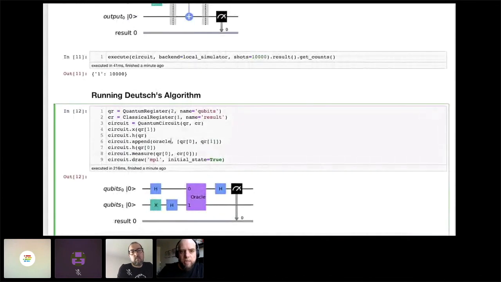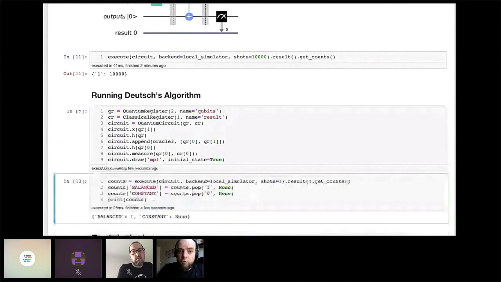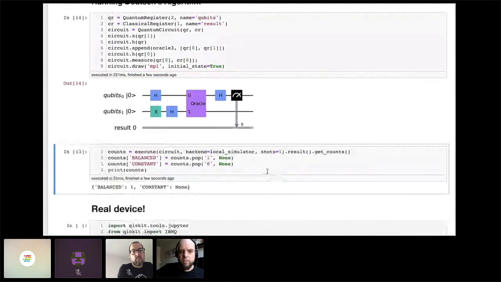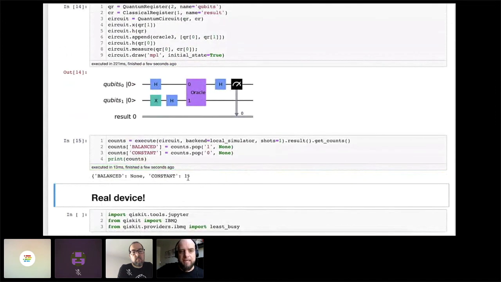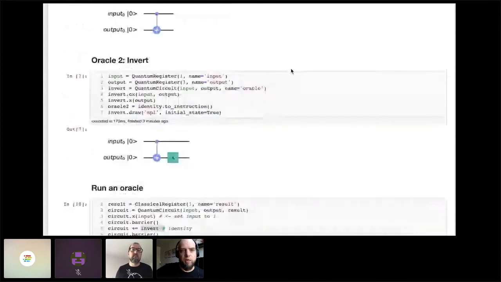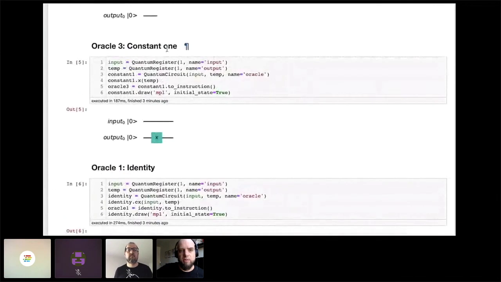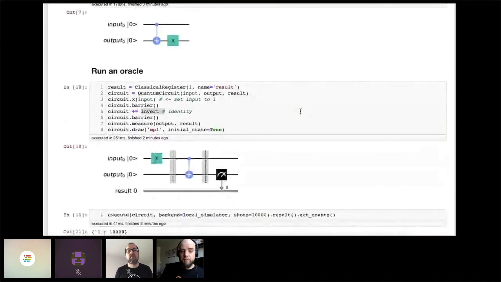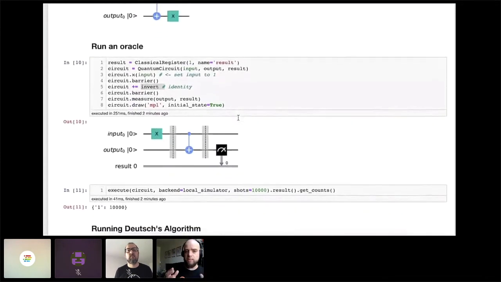Let's check now with another oracle. Let's take, for example, oracle 3. And let's also execute again. And here we see that it's constant. Let's check whether oracle 3 was behaving as constant. Indeed, it's constant 1. So in only one shot, we could answer the question.